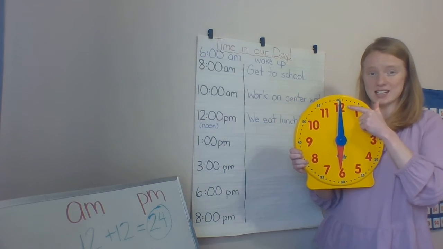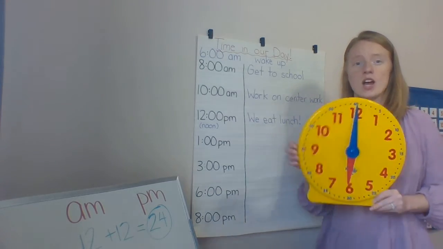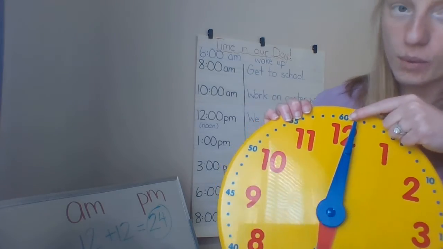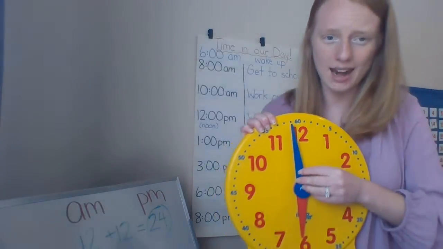Now remember, the minute hand doesn't follow these big red numbers. These big red numbers help to show us the hour. The blue minute hand follows all of these little dots right here. And so when it's straight up in the air, that means 0 minutes have gone by in that hour.